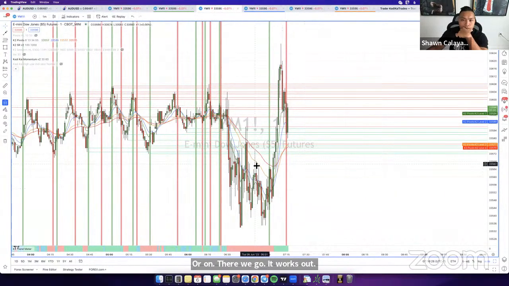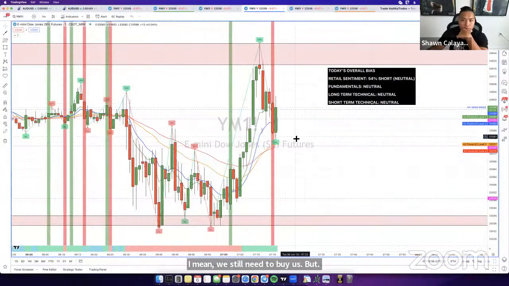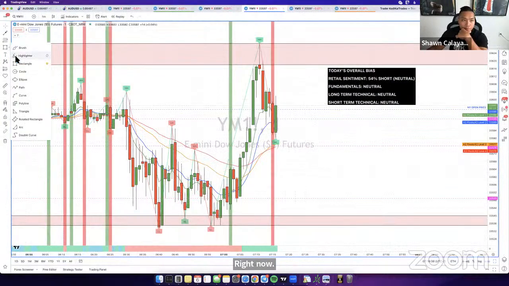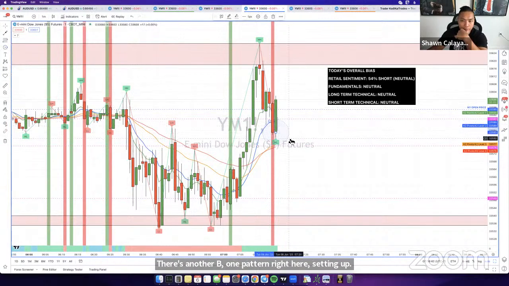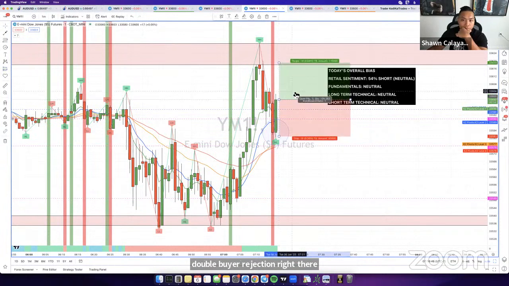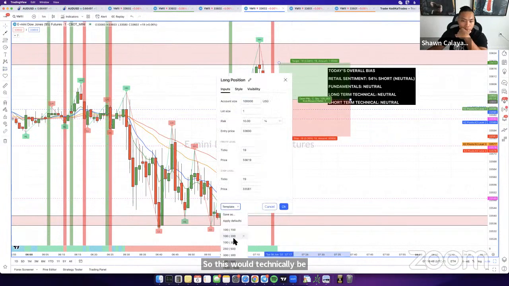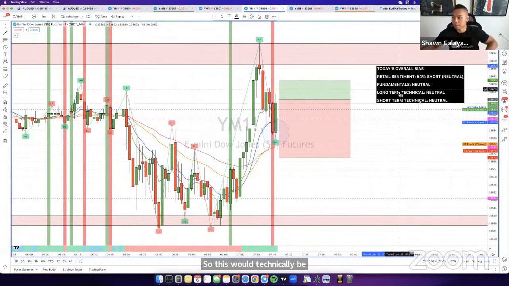So I don't see any SR rejection scalps right now. I mean, we would still need a bias, but not really too much of a bias right now. There's another V1 pattern right here setting up, but again, there's no bias. You guys can see there's a double body rejection right there. So this would technically be a V1 pattern, but not exactly a V1 variation because there is no bias right here.